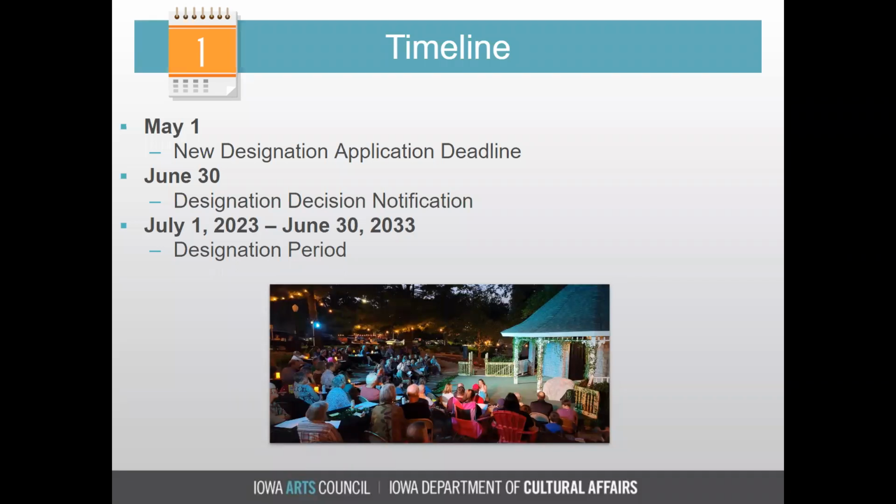Upon receipt of the signed memorandum of understanding, districts will be designated for 10 years, at which point they will be required to apply for redesignation in order to maintain their status as an Iowa Cultural and Entertainment District. In addition, all designated districts will be required to complete an annual report for the program by August 1st, beginning 1 year after the designation.